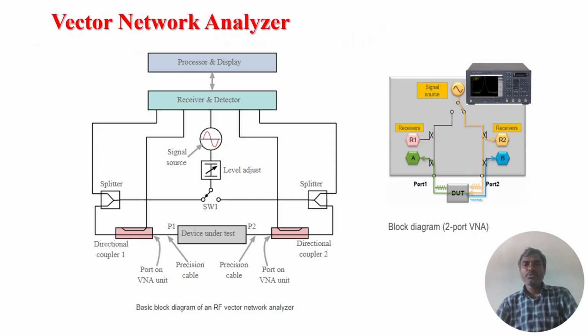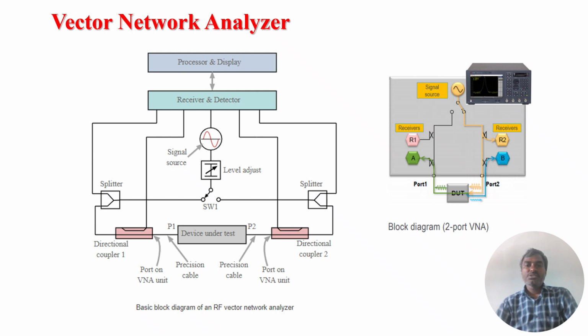Now we will see the working principle of the vector network analyzer. The vector network analyzer consists of a microwave signal source, a level adjuster, and a pair of splitter and directional coupler. One splitter and directional coupler is used at the transmitter side and another is used at the receiver side. In between the two directional couplers, a device under test is connected. The function of the microwave signal source is to generate a microwave signal, also called the stimulus, which is applied to the splitter at the input side.